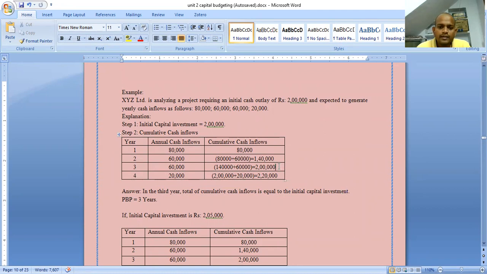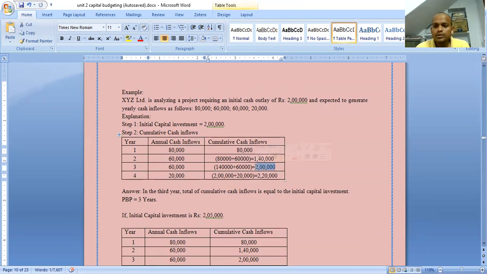So our capital investment is 2 lakhs, and with this project we are getting the 2 lakhs back in the third year. So the payback period is 3 years. Within 3 years we can recover our investment. So the payback period is 3 years in this case.